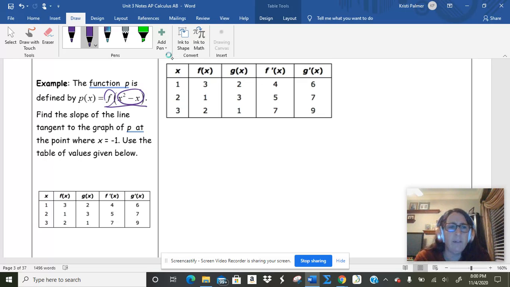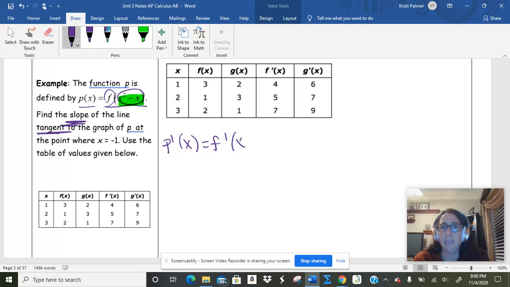It wants me to find the slope of the tangent line. So in order to get the slope of the tangent line of P, I need to find the derivative of P. So when I find my derivative of P, I'm going to have to do the derivative of the outside, leave the inside alone, times the derivative of the inside.